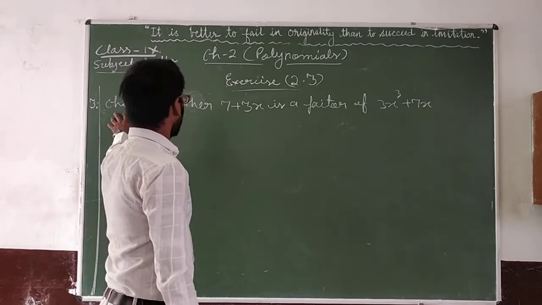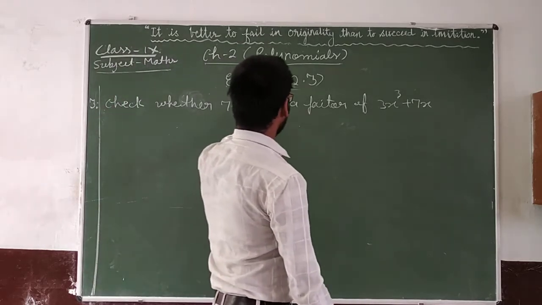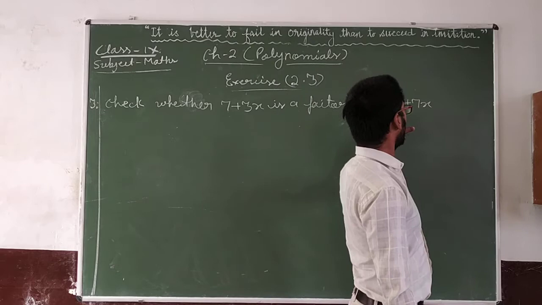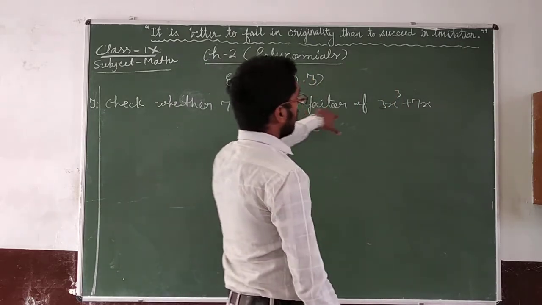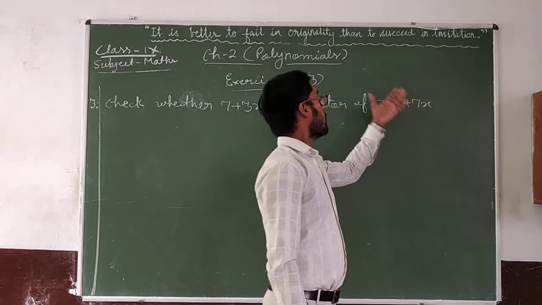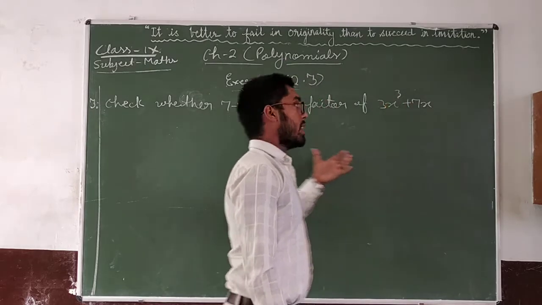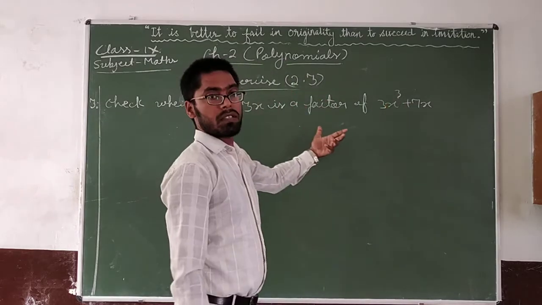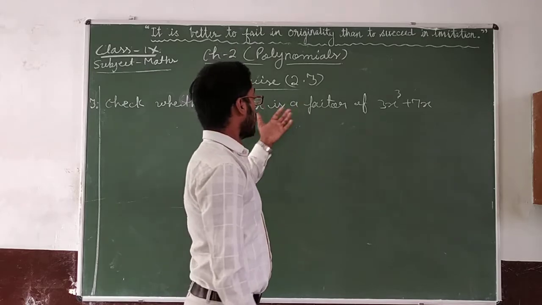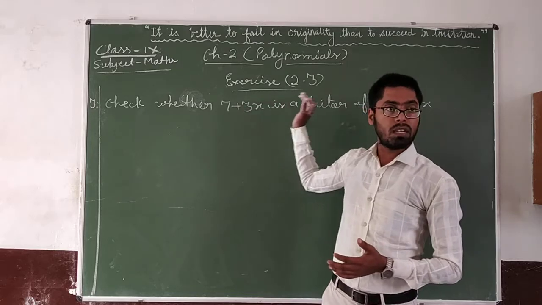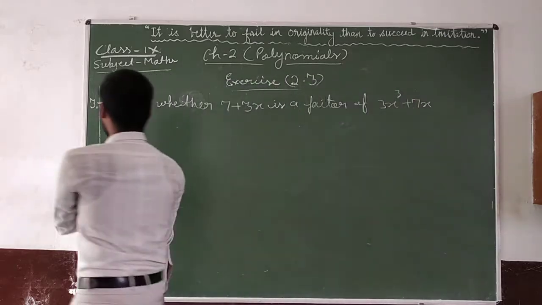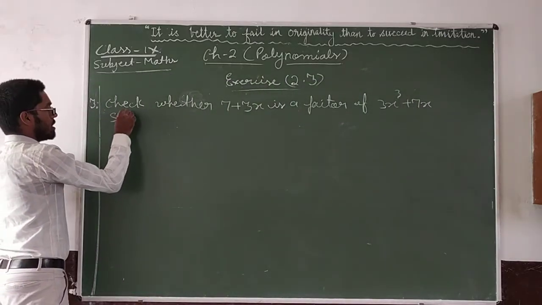Next question, number 3: check whether 7 plus 3x is a factor of 3x cube plus 7. If 7 plus 3x is a factor of this one, it means it can be divided by 7 plus 3x. If it cannot be divided by 7 plus 3x, it means this is not a factor of this one. So here, first write the solution.